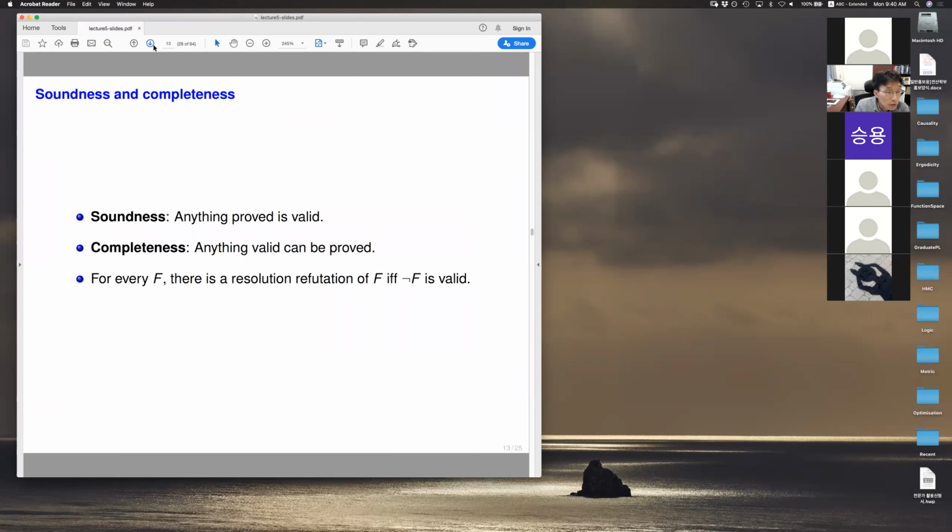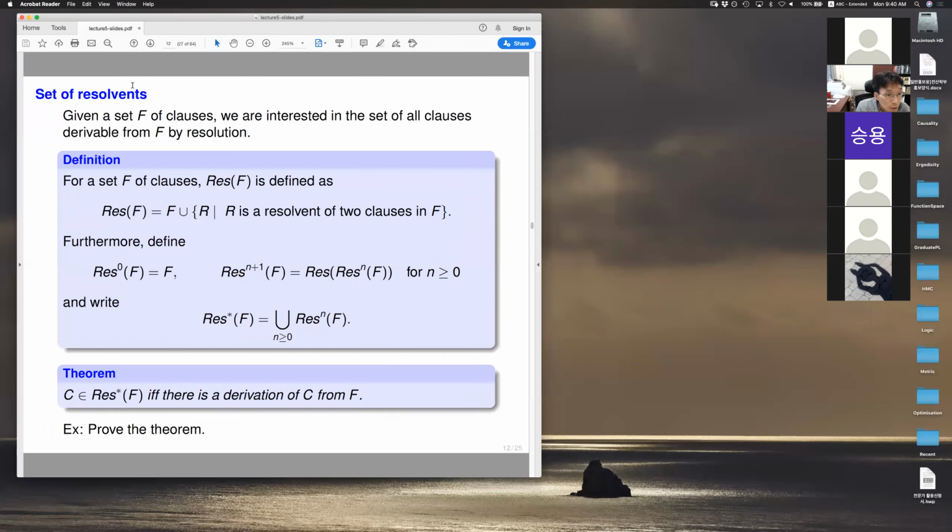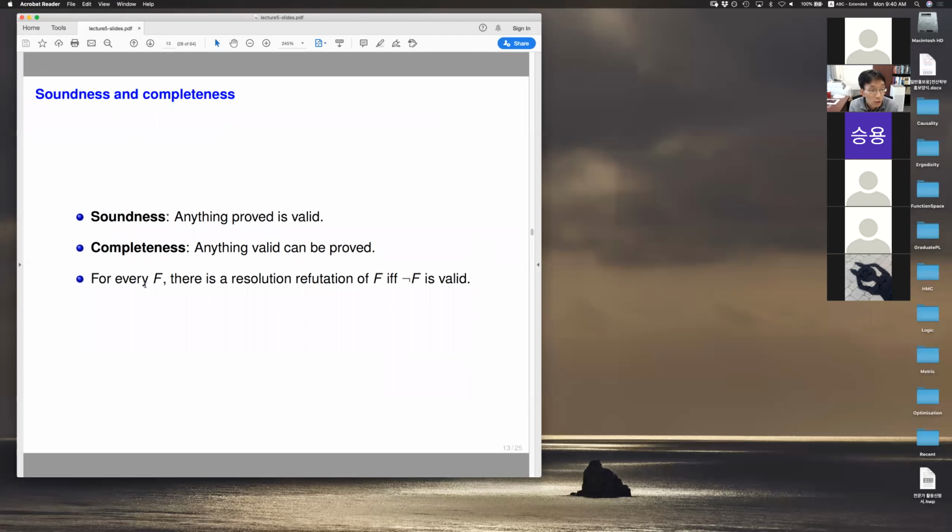So now, this resolution proof system, now we analyze the power and correctness of the resolution proof system. It satisfies so-called soundness and completeness. Intuitively, soundness means anything proved in a proof system is correct. I use the word valid here, but really it means anything proved is correct. The proof system never lies. So that's what soundness says.